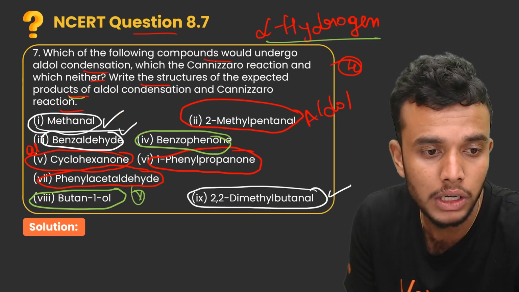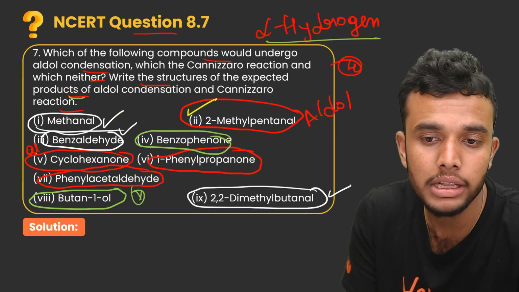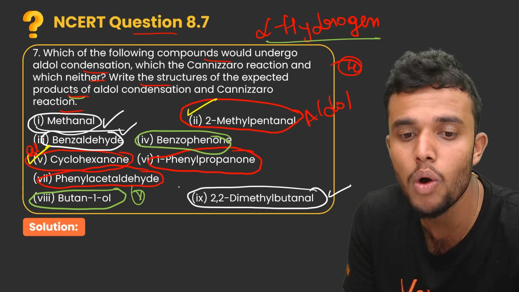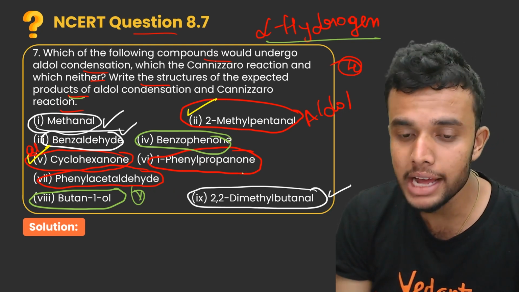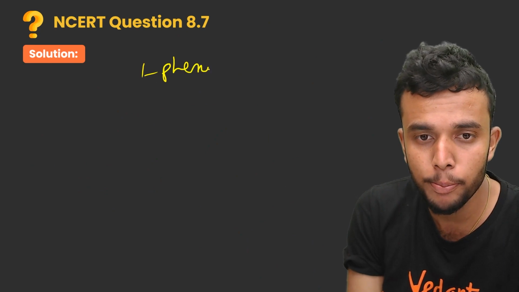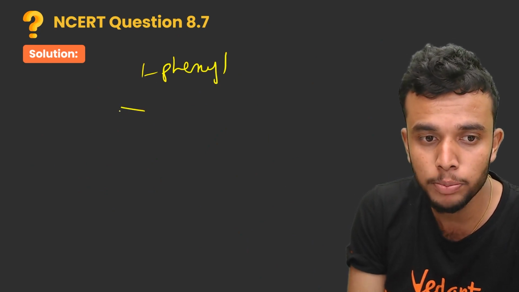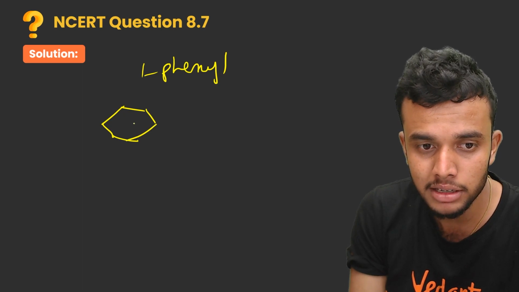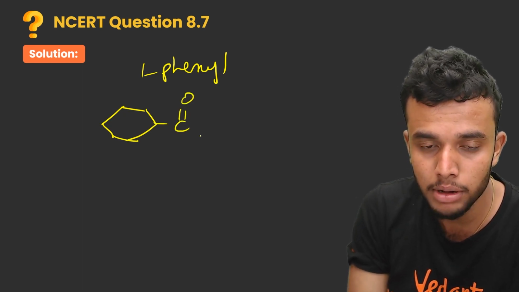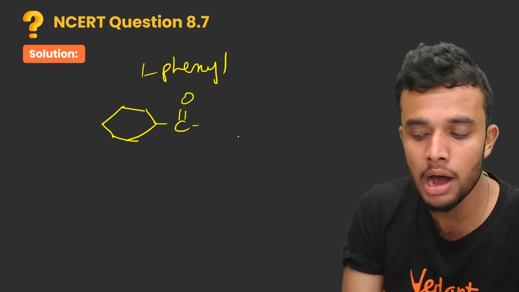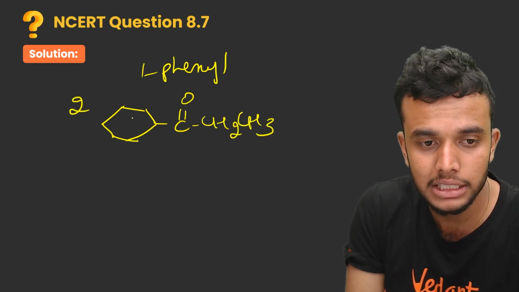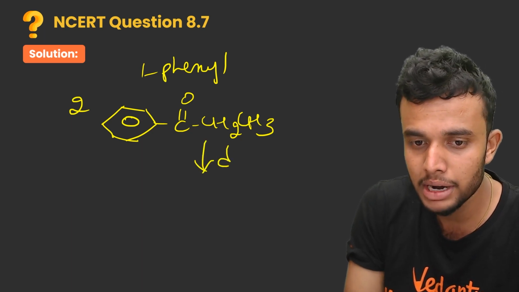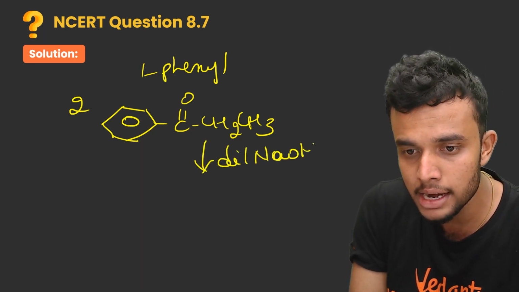Which is the next compound? 2-methyl pentanol is already done, and this one is done. The next one is 1-phenyl propanone. Come on, let's discuss. 1-phenyl propanone: at first position, phenyl group is there, students, right? And the next position, C double bond O, and then CH2, CH3. We already know the condensation reaction in the presence of dilute NaOH yields what?